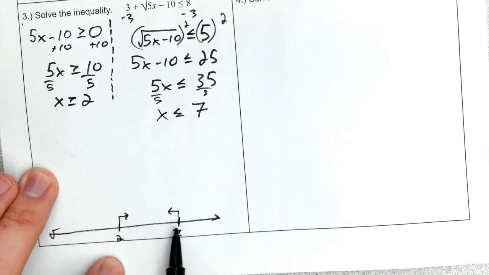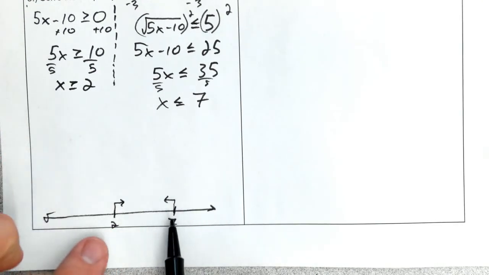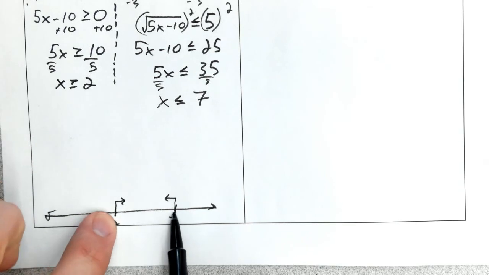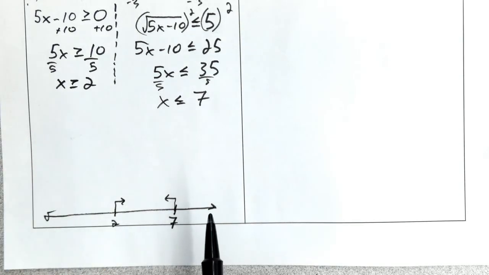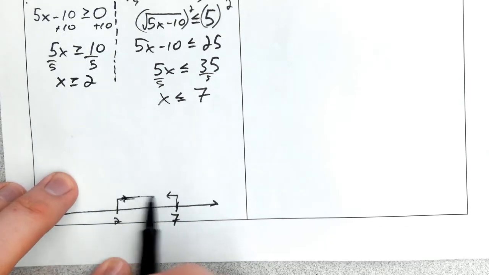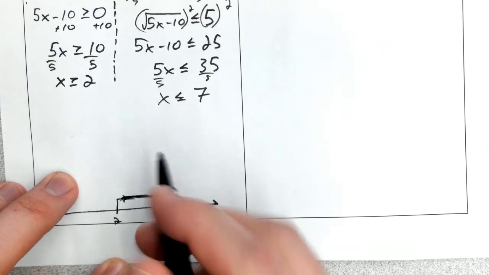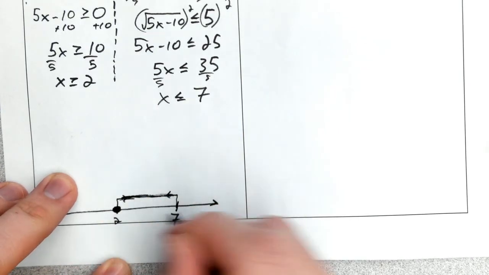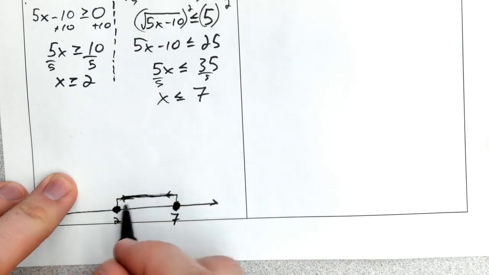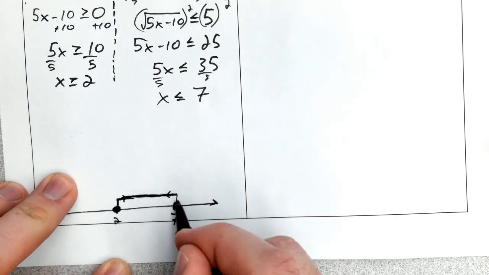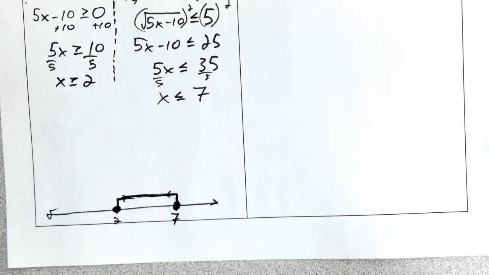And okay, so what this tells me then is that my solution set is between 2 and 7. There are two ways that you can write this. One way is just the number line, so you can just shade between 2 and 7. You should have a solid dot here and a solid dot here. Way back when we solved linear inequalities, the number line was one way to represent the solution.